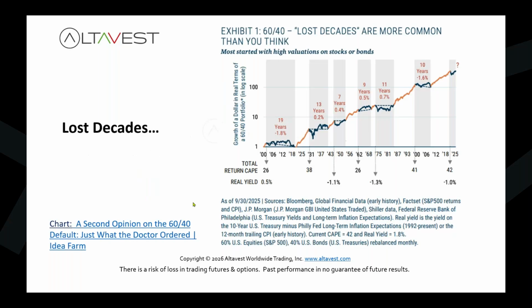But there could be lost decades here where, for example, that 60-40 portfolio, right? Everyone talks about 60% stocks and 40% bonds. But you see these gray shaded areas here are periods of time where that 60-40 mix actually doesn't work. So, those are some big windows of time there. So just keep that in mind.